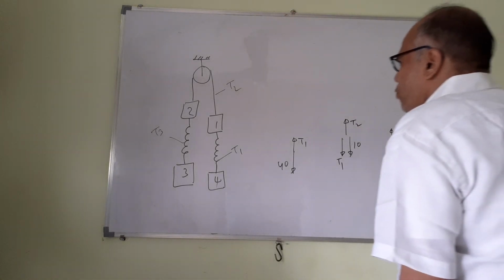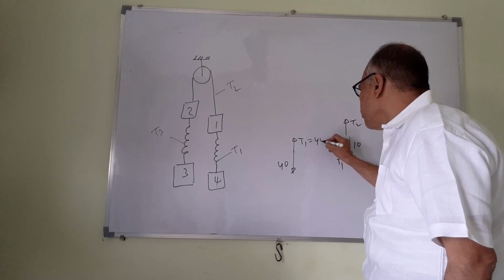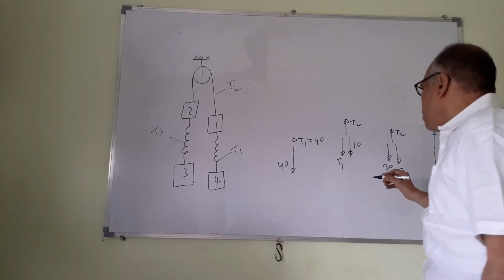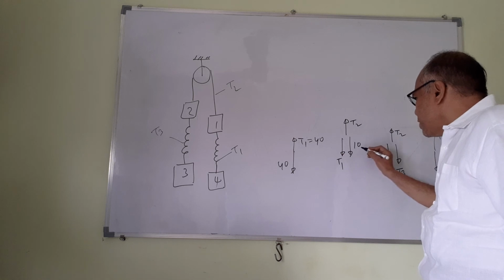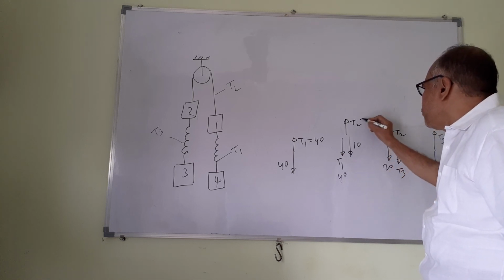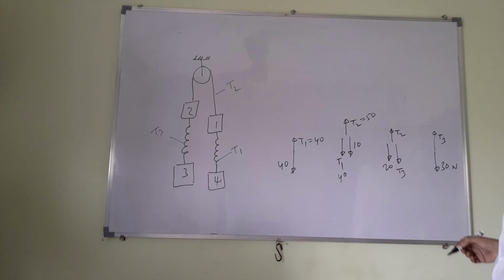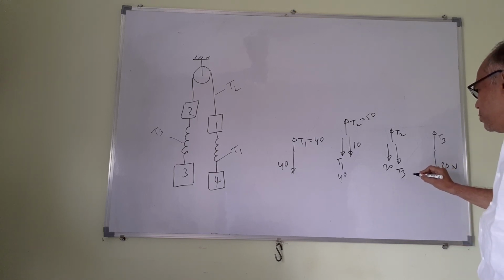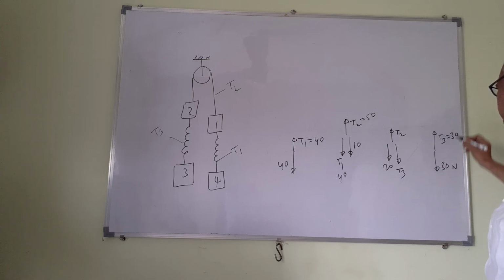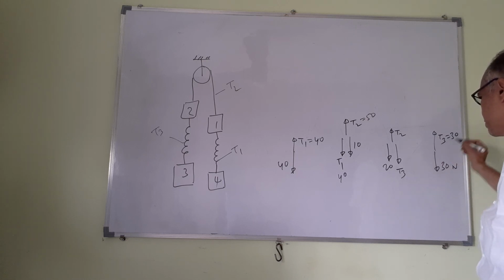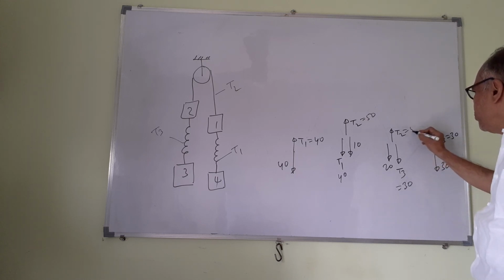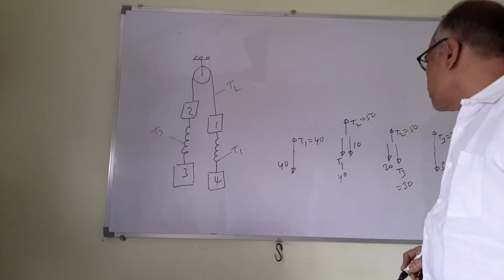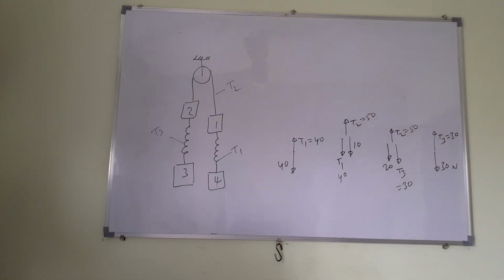So, what do you have? T1 will be 40 because the system is in equilibrium. So if T1 is 40, 40 plus 10 is 50, T2 is 50. T3 will be 30 because it's in equilibrium. So if T3 is 30, T2 will be 50 as we got here. So that is the free body diagram and the values of the forces.